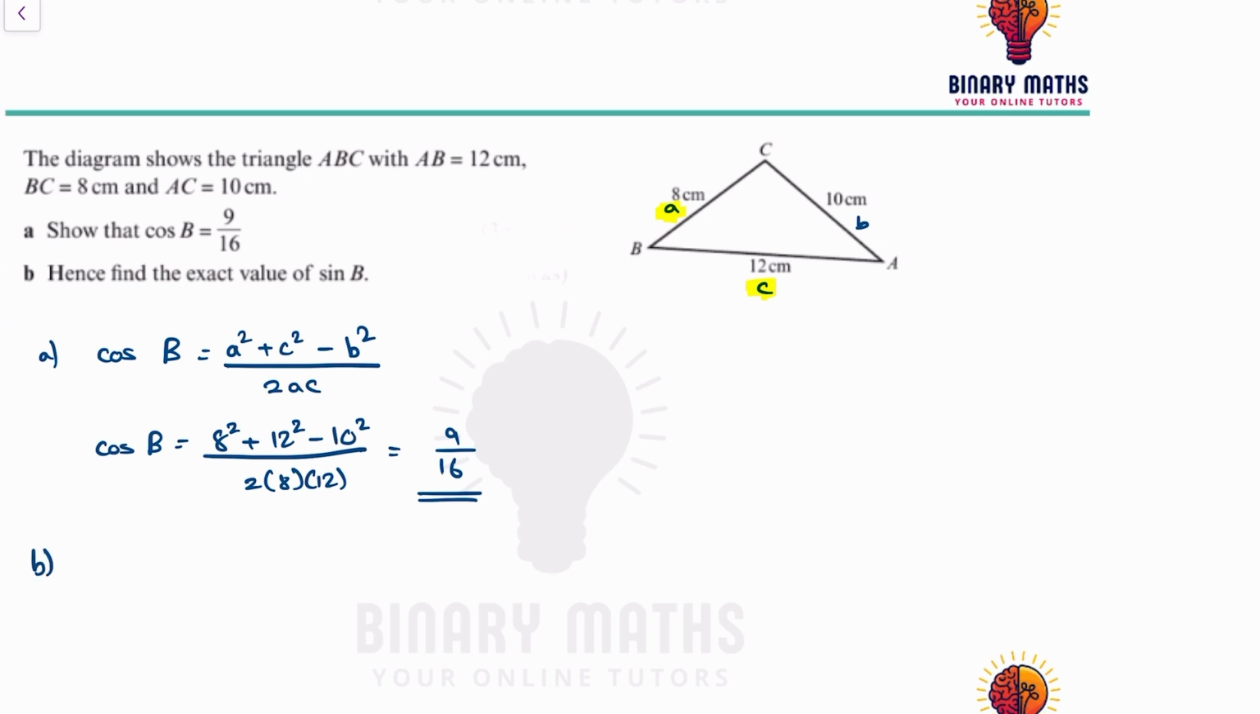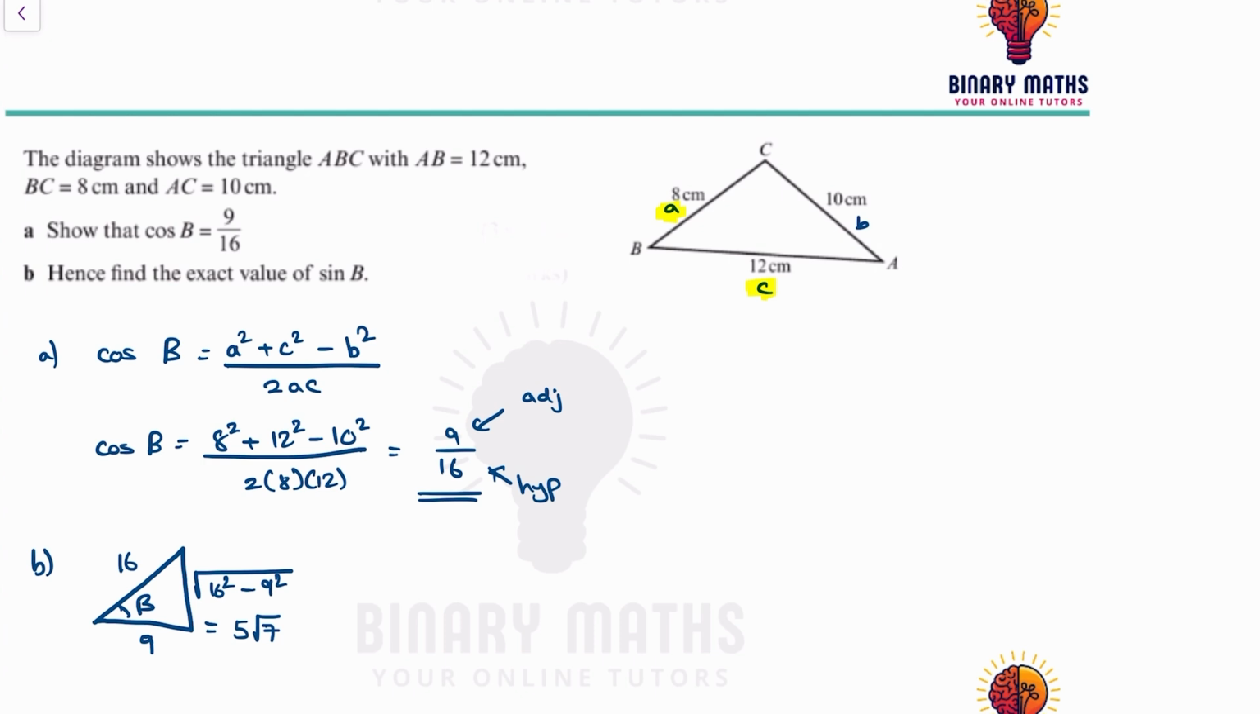Hence find the exact value of sine B. Okay, so if I draw out my angle, this is B, then cos B is adjacent over hypotenuse, so adjacent must be 9 and hypotenuse must be 16. Then if I want to find the opposite, it's the square root of 16 squared take away 9 squared, which if I put into my calculator, I get 5 times root 7.